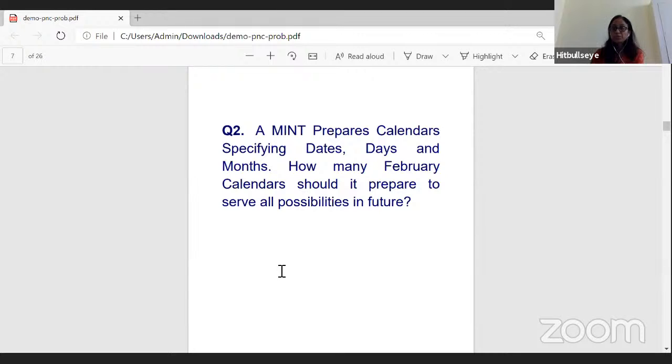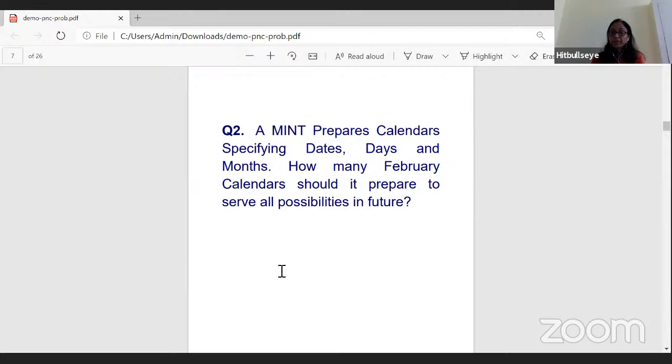What is to be done in this question? That's very important for you to know. Okay, let's see. So the question's language is that you have to prepare a February calendar, right? And to serve all possibilities in future, which means that if you're preparing a February calendar, that's correct, Ananya. Very good.